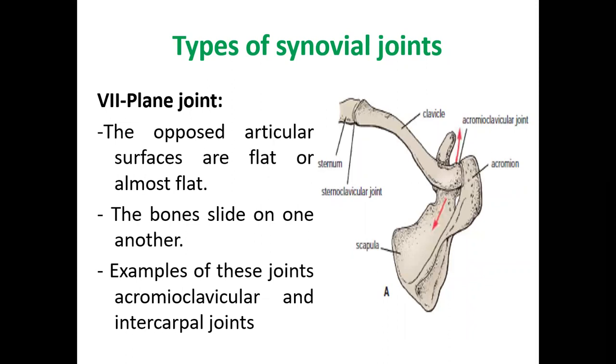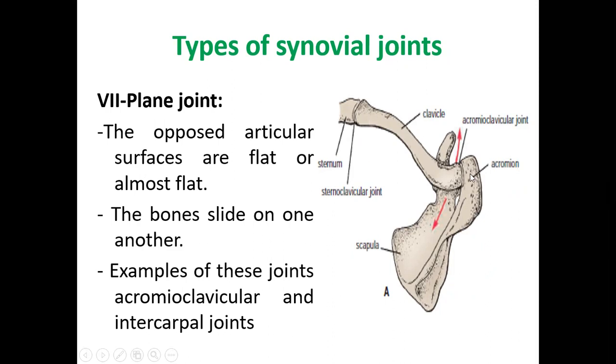Then we have one more type here. This is called the plane joint. Okay. So the opposed articular surfaces are flat, as the name indicates, plane. So they are flat or almost plane structures. Okay, the bones slide on one another. The example of this joint is the acromioclavicular joint.